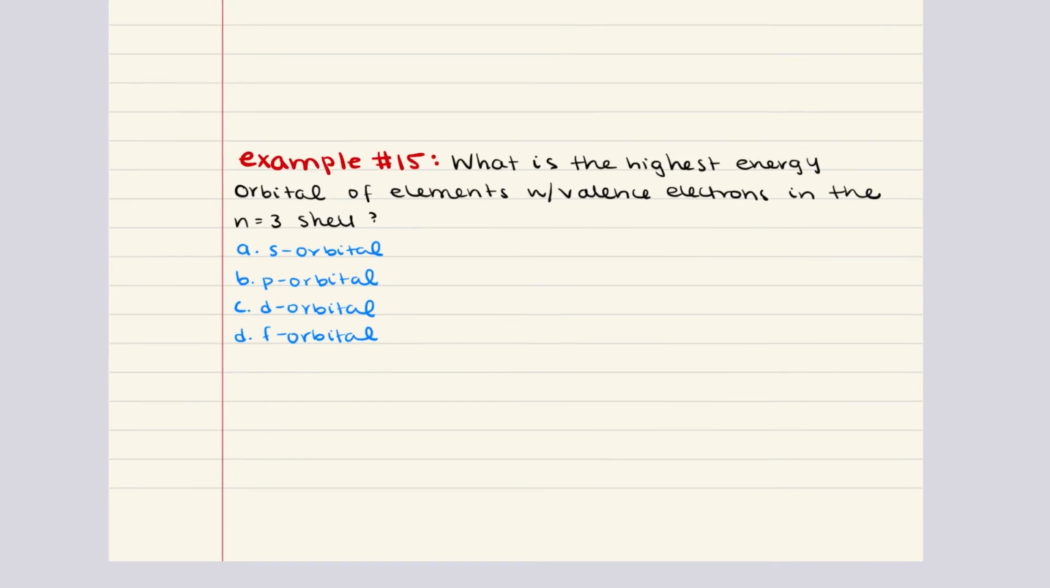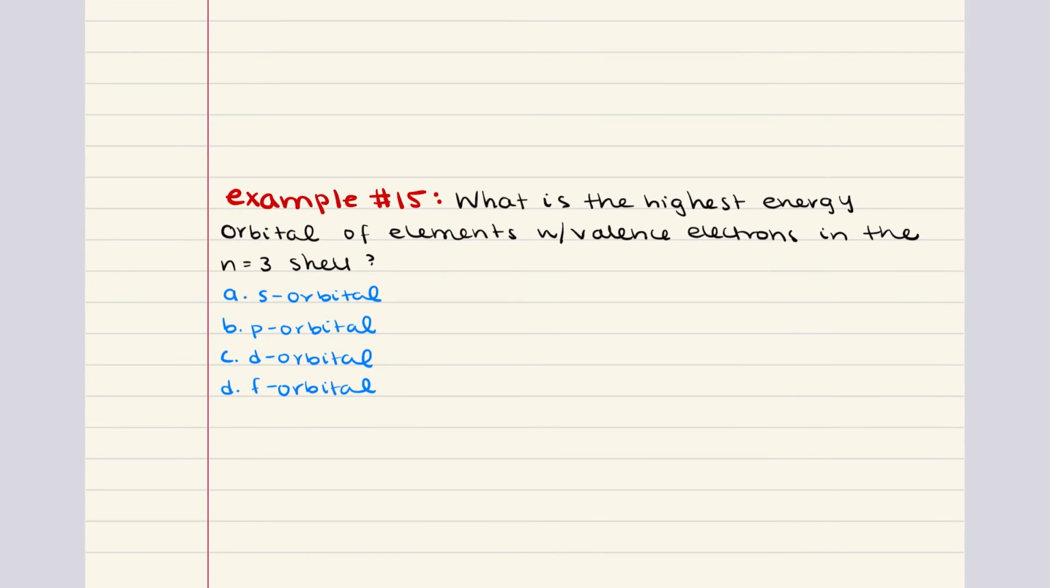And now we can move into our last and final problem that says, what is the highest energy orbital of elements with valence electrons in the n equals 3 shell? If n equals 3, then l can be anywhere from 0 to n minus 1 in terms of values. So when n equals 3, l can be 0, 1, and 2.